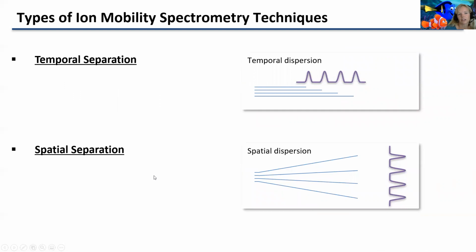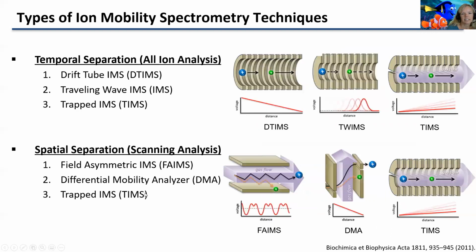So then we can also classify them based on temporal separation or spatial separation. So whether your molecules are separating as they go through distance or in space. Here our drift tube, traveling wave, and trapped ion mobility are all temporal separations. You can also see that I put trapped ion mobility also in spatial separation, because you can adjust the way that the instrument's working and get both a temporal separation and a spatial separation. We can also put field asymmetric and differential mobility analyzers into the spatial separations.